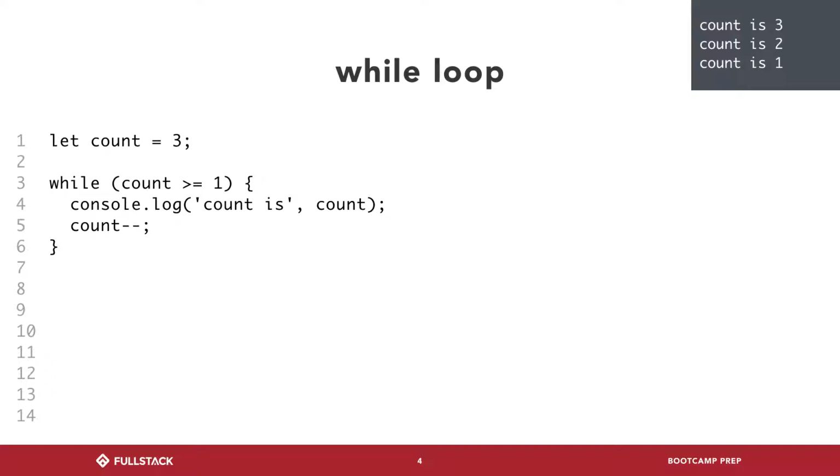Is 0 greater than or equal to 1? No, it's not. It's false, right? It evaluates to false, so then we're done with the while loop. And that's the very basics of a while loop. Does that make sense, everyone? Everyone's seen this before, right? I really just want to make sure you all have seen this before in practice. Okay.